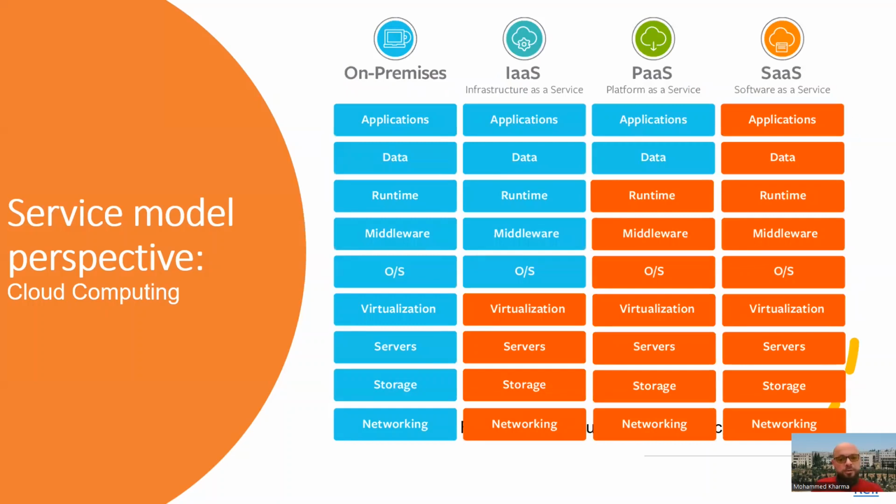Here is also a quick comparison between the layers covered by each service model, compared to the legacy approach of managing environments, which is on-premises environments.